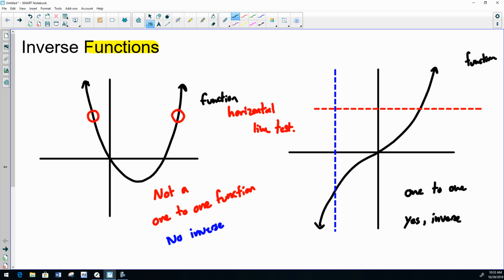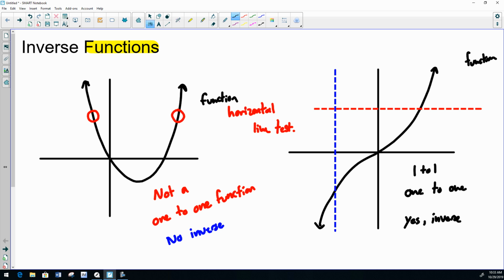A 1-to-1 function means for every x there's one y. That's it. There's no other x that shares that same y value. And there's a fancy way of writing 1-to-1. So in math classes, we write 1-to-1, I think. I already forgot. There's another way, but it doesn't matter.